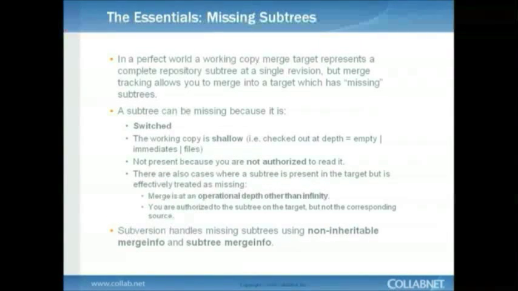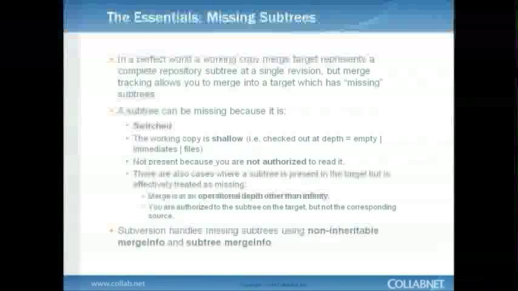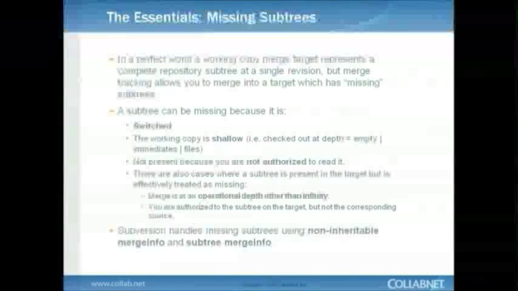Two, the working copy is shallow or sparse, if you prefer that term. They're equivalent. That is, you've checked out your working copy at some depth other than infinity, or you've modified the depth of your working copy with the update set depth option. Three, the subtree may not be present because the user simply isn't authorized to it.